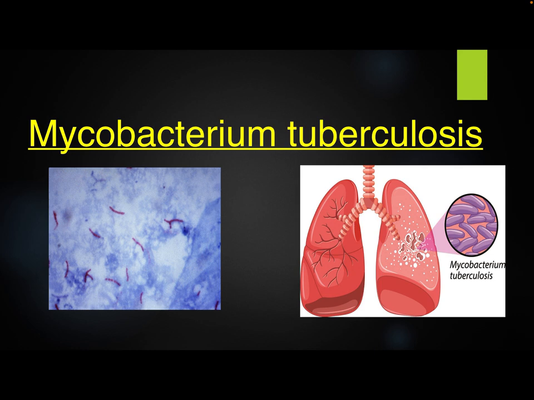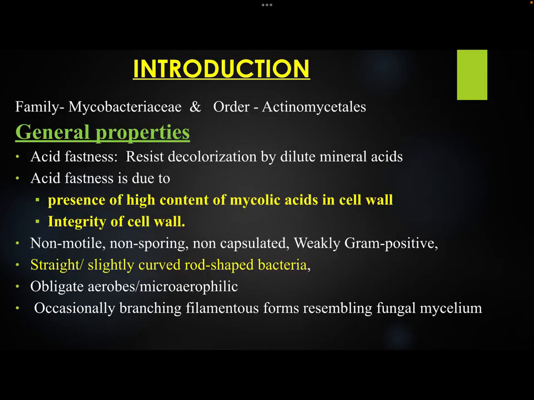Today, I am going to take the topic on Mycobacterium tuberculosis, especially the pathogenesis of pulmonary tuberculosis. As an introduction, Mycobacterium tuberculosis comes under the family Mycobacteriaceae and order Actinomycetales. General properties of the bacteria include acid fastness, that is, they resist decolorization by dilute mineral acids.